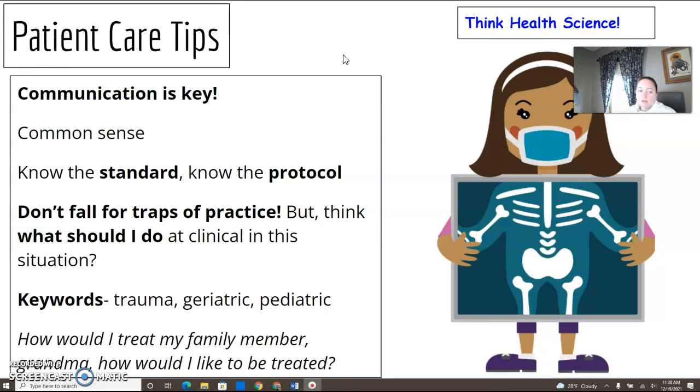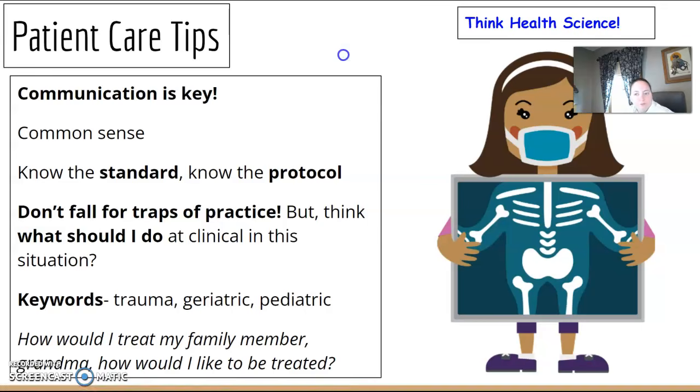Patient care keywords, they're also procedures keywords, would be trauma, a geriatric patient, a pediatric patient. Something like that should tell you that maybe this patient needs some flexibility, or I have to alter how I normally would do this exam. How would I treat my family member, my grandmother? How would I like to be treated? Essentially, those are your guidelines for patient care questions.